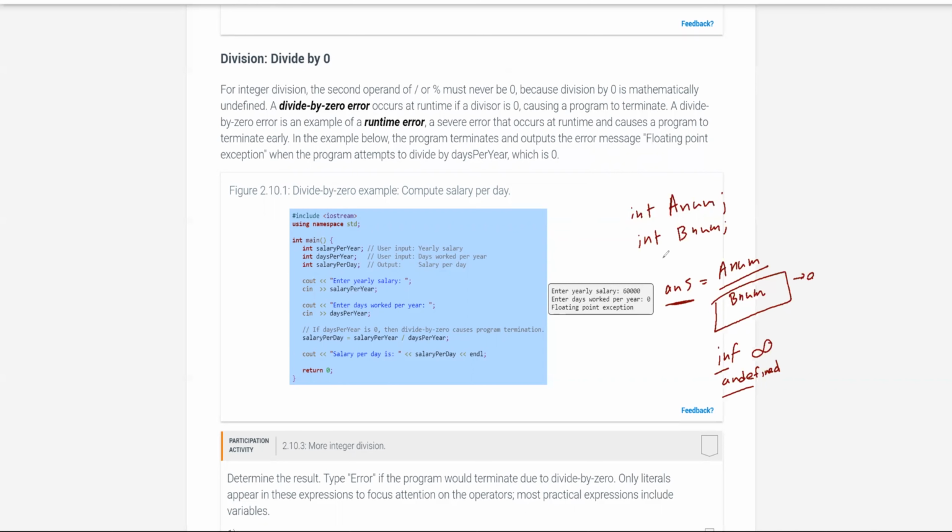How do you check this? You will learn if else next chapter. You say if b num is not equal to 0, then you do this. I have seen some people do, instead of this, they say if b num is greater than 0. What happens if I have only this? What is the error here?